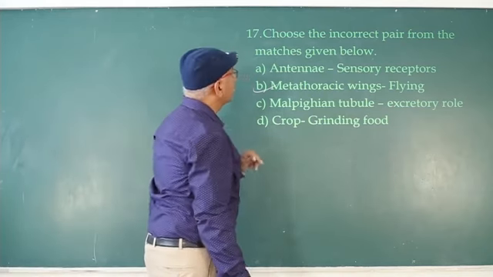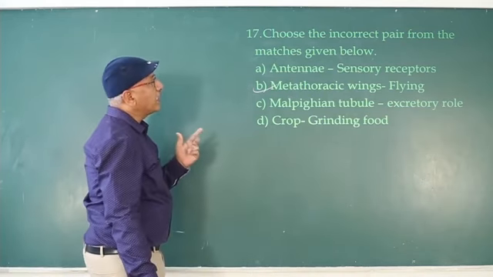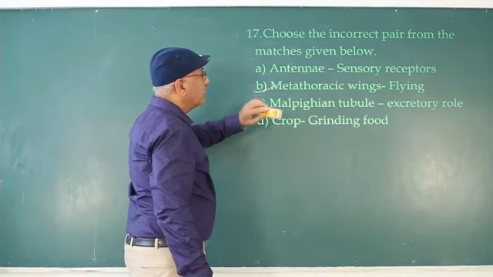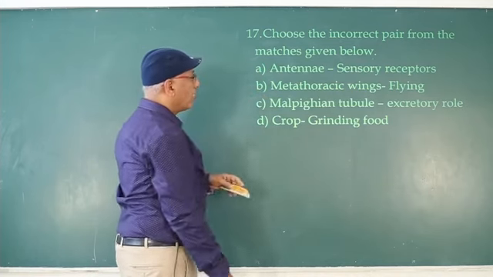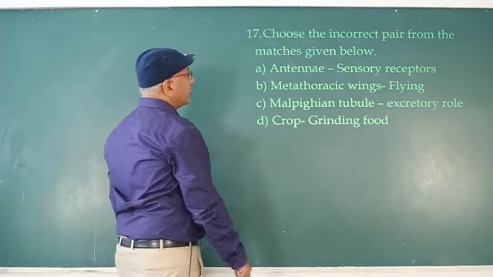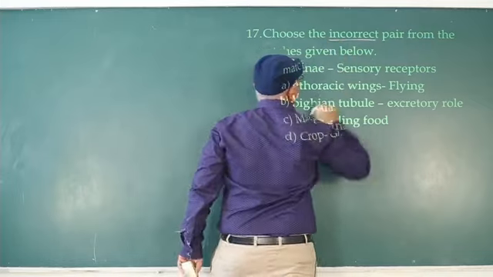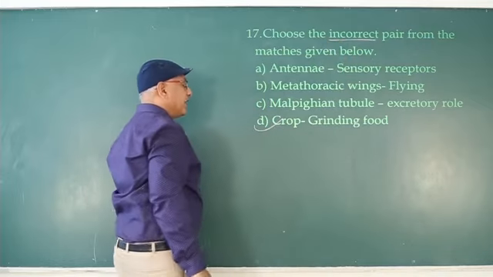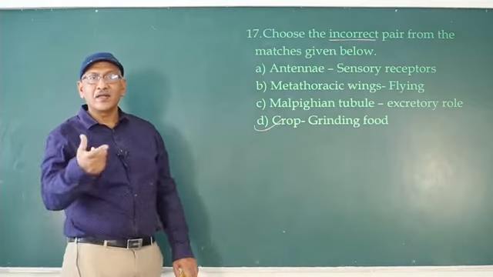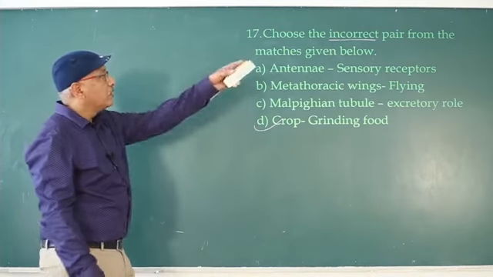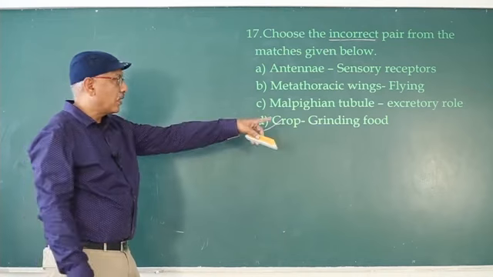Malpighian tubule, excretory. Choose the incorrect pair from the following. So metathoracic wings, flight, correct only. Malpighian tubules, excretory role, correct. Antennae, sensory receptor. So here is incorrect. Crop grinding food, wrong. Gizzard grinds the food material. Crop stores the food material only. So the incorrect one is crop grinding the food.